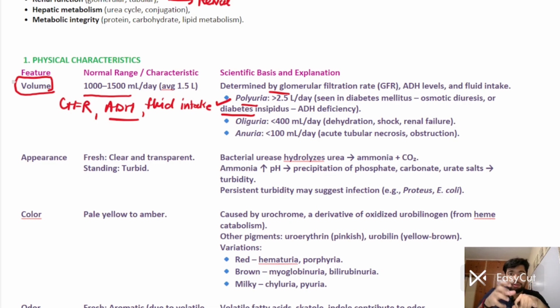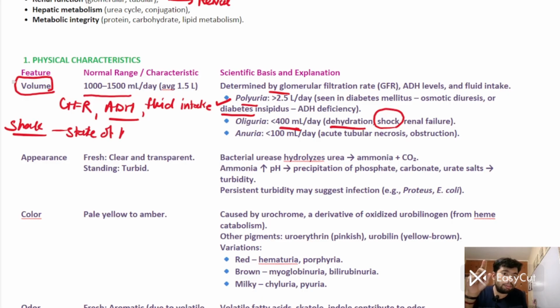Okay, ADH hormone will be reabsorbing water from the renal system. Okay, what is oliguria? The urine output, whenever the urine output is less than 400 ml per day, like in case of dehydration. Okay, shock. Why shock? Because shock is a state of hypoperfusion. What is shock? This is a state of hypoperfusion.